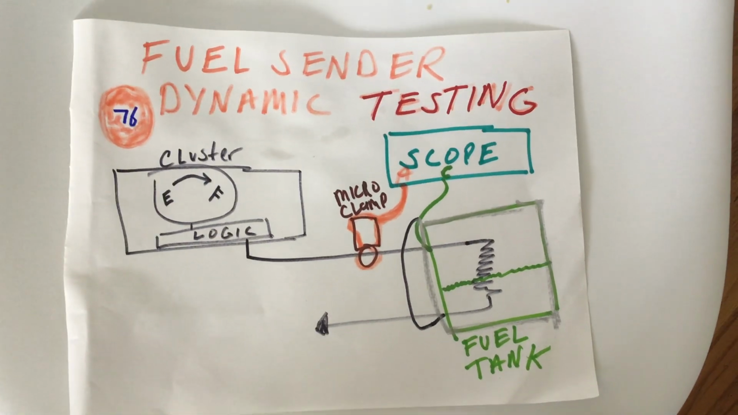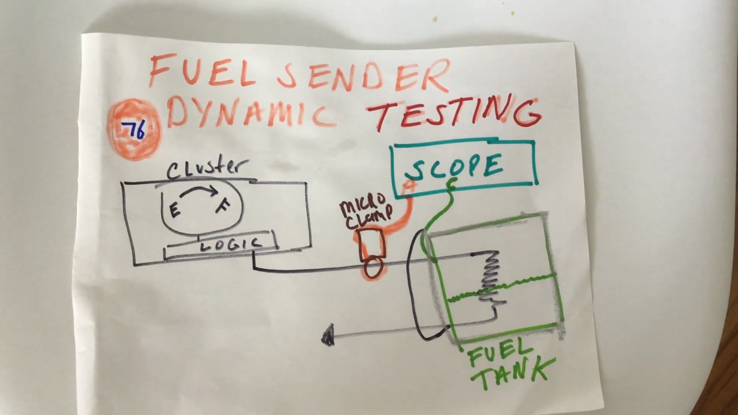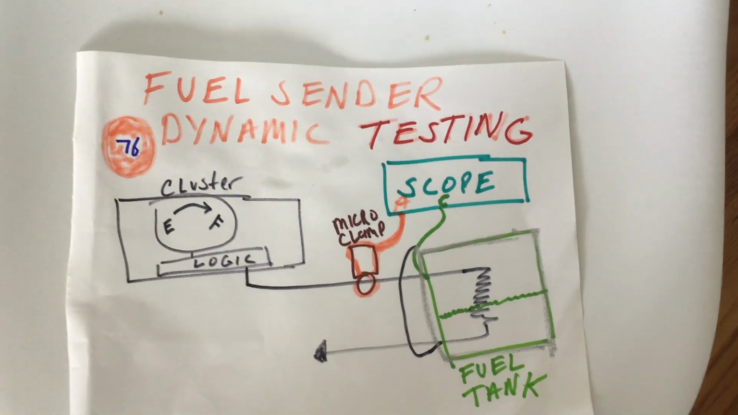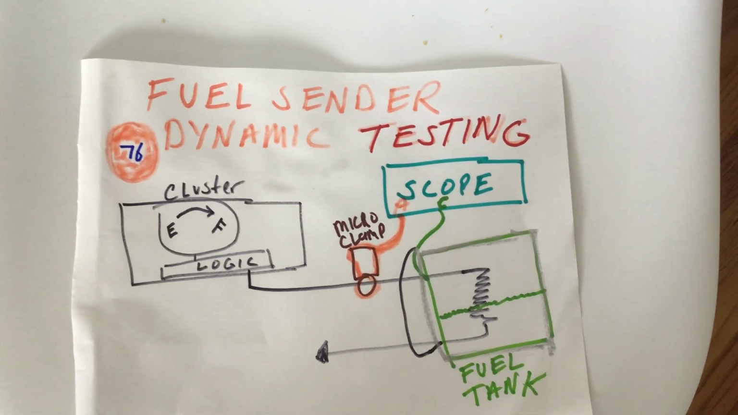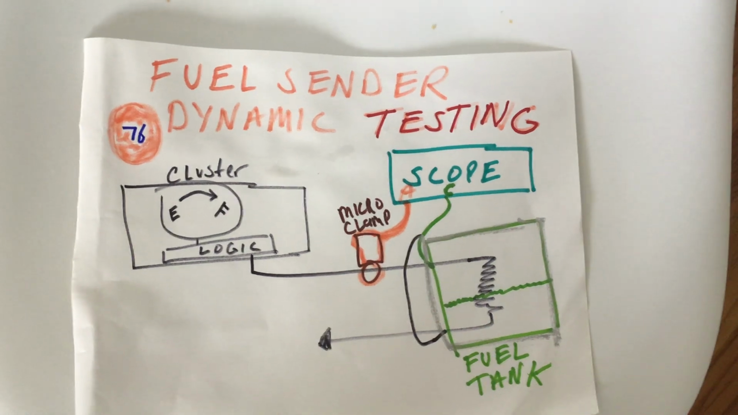We're going to be looking at this signal on two channels. Channel A, orange, is a micro clamp, and we're checking the current flowing to the fuel sender. Channel C, green, is the voltage drop across the sender.